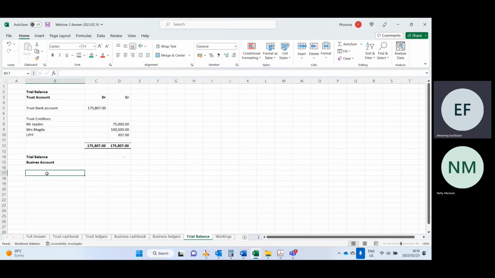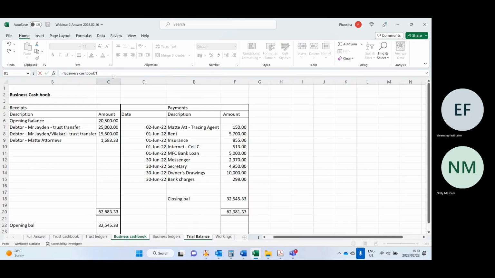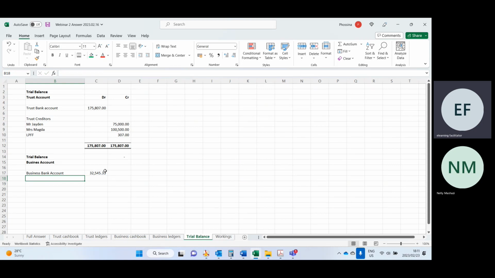Like that. And then we start with our business bank account. So this is our business cash book. We go to our business cash book. Okay, so already it had calculated for us the closing balance, which is basically this less that. So it's that 32. So we bring in the 32.